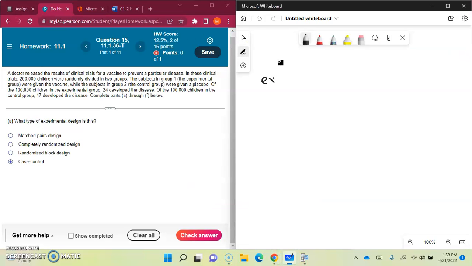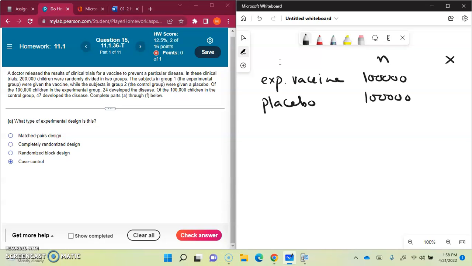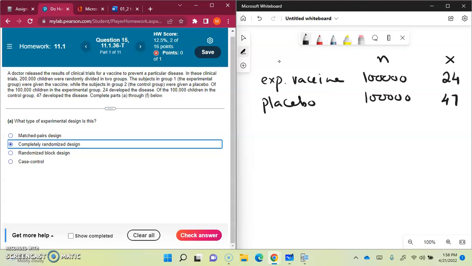So one group was experimental with the vaccine, the other group was with placebo. Both groups had the size of 100,000. So those are n values. X values for the first group: 24 children contracted the disease, and 47 contracted the disease in the case of placebo. What type of experimental design is this? It's completely randomized, right? Because children in the first group do not have anything to do with the second group. So that's your answer.